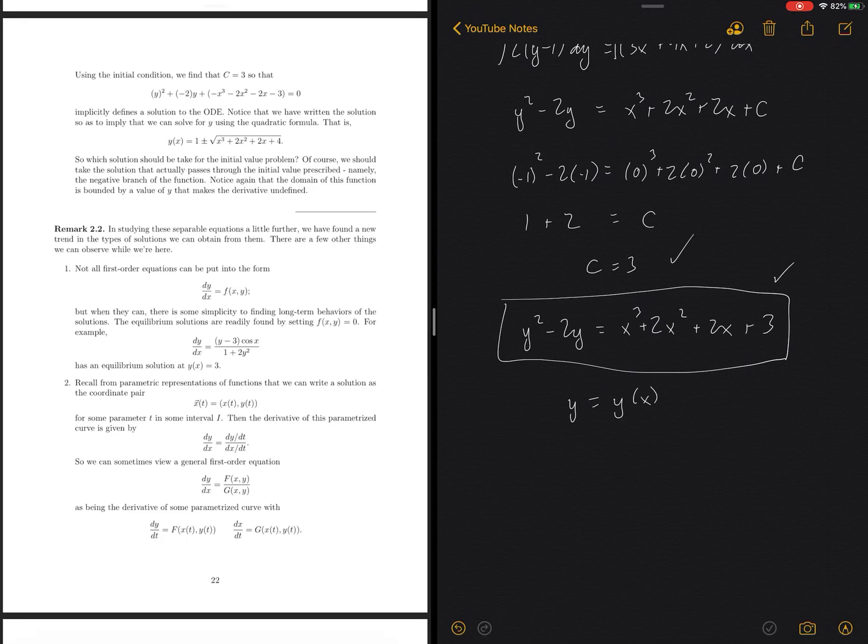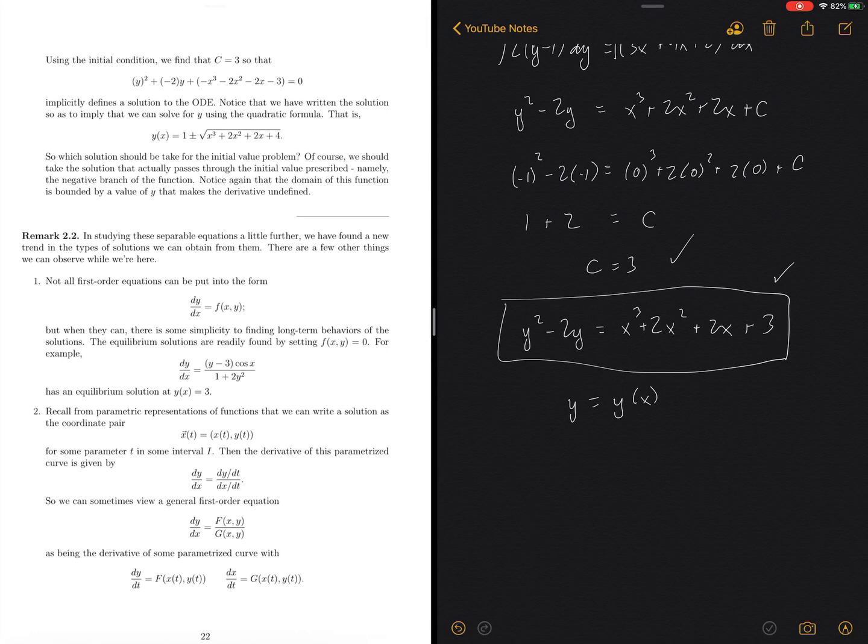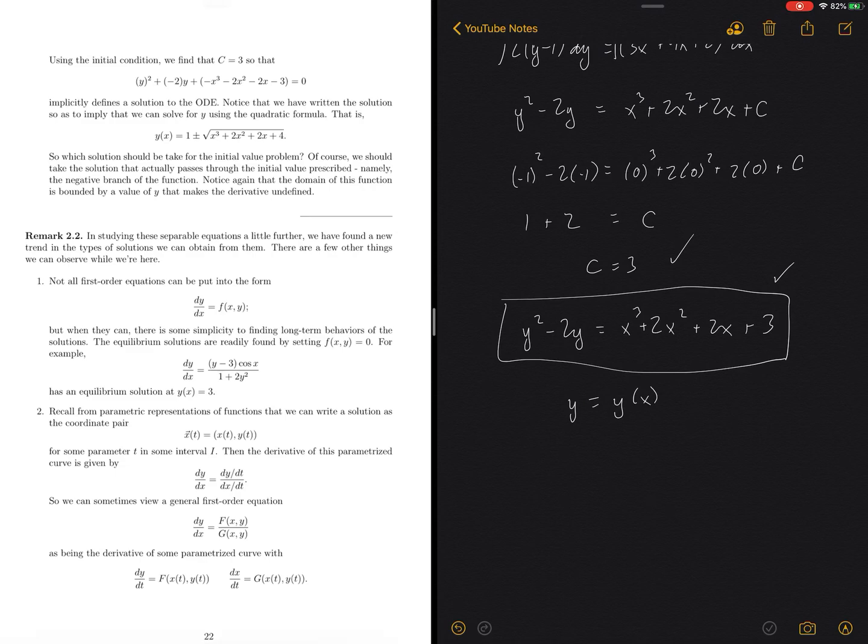We have talked about separable equations before, and I didn't talk about them in a terribly great amount of detail because there actually is a fair bit of subtlety to them, and I wanted to talk about it here. Not all first-order equations can be put into this form, into this rate function form. But when you can, there is some simplicity in figuring out what long-term behaviors of your solutions look like. And the equilibrium solutions are exactly those long-term solutions that we'd like to find. This is what happens when you set your rate function equal to 0.